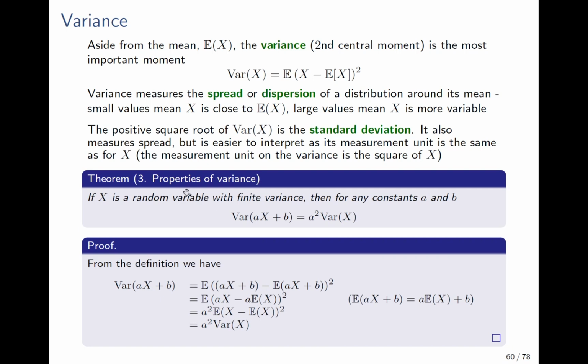The properties of variance are given in this theorem here. If x is a random variable with finite variance, then for any constants a and b, the variance of a times the random variable x plus b is equal to a squared var x. So all we're saying here is, first of all, adding a constant to a random variable doesn't change the value of its variance. Multiplying a random variable by a constant a requires us to scale the variance of that random variable by a squared if we want to calculate the variance of a times x. And there's a little proof given here so that you are happy that those properties are indeed the case.